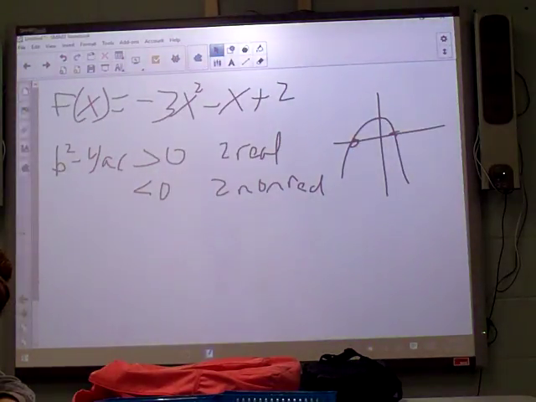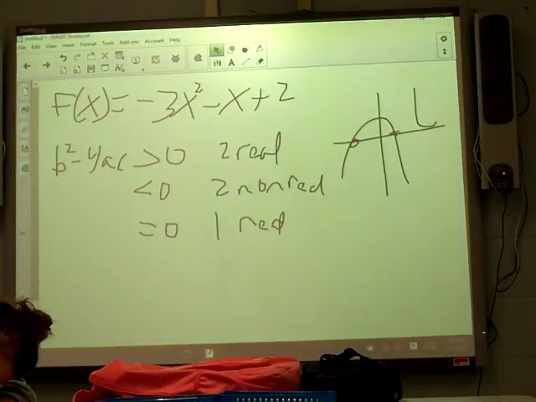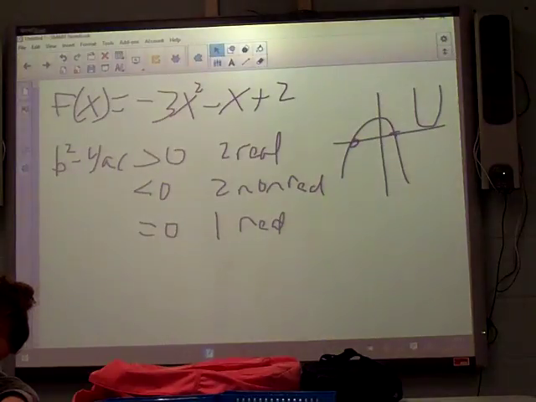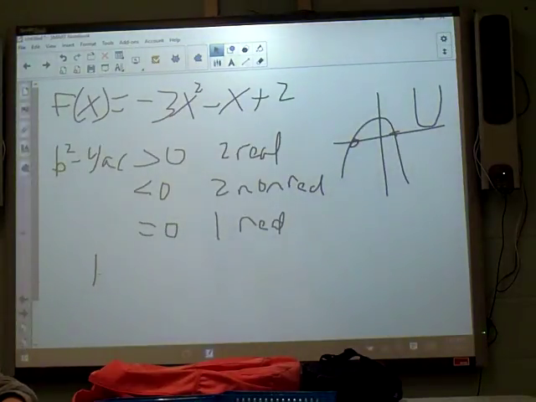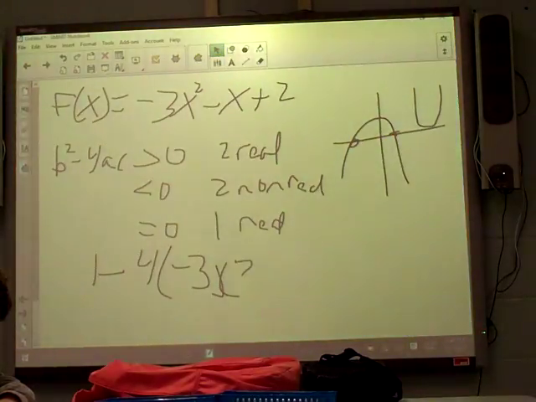If my discriminant is exactly 0, there's just going to be 1 real solution. That would mean it just touches 1 time, like it just sits on it like that. Okay? So for that problem that we wrote there, b squared, what's the b in that problem up at the top? Negative 1. Negative 1 squared would be 1, so I'd have 1 minus 4.